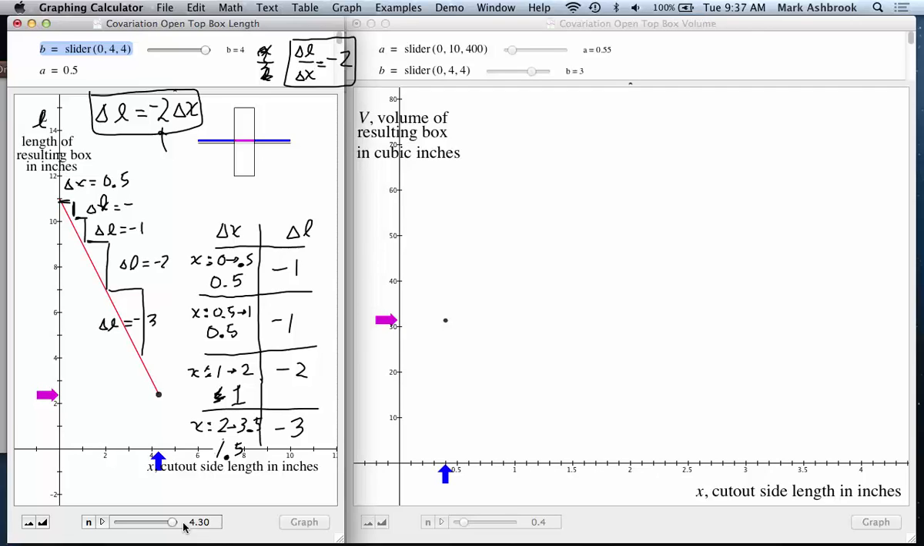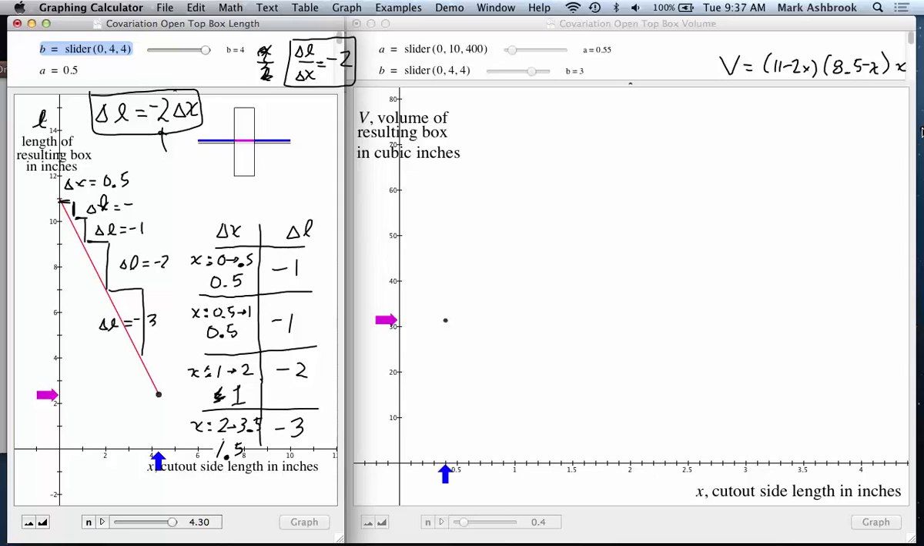Okay? So now let's move over here to volume. What do we have for our volume formula? We got V equals 7 minus 2x times, that's the length, right? 8.5 minus 2x, that's the width. Length times width times height, right? So now, again, I'm putting the cutout side length on our horizontal axis. That's the blue arrow. And then I'm putting the volume on the vertical axis.